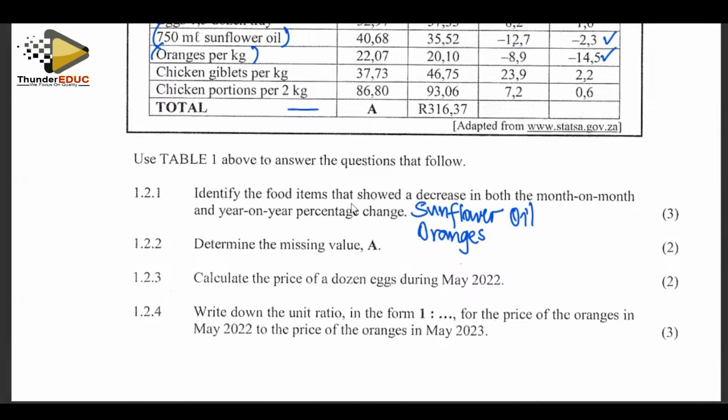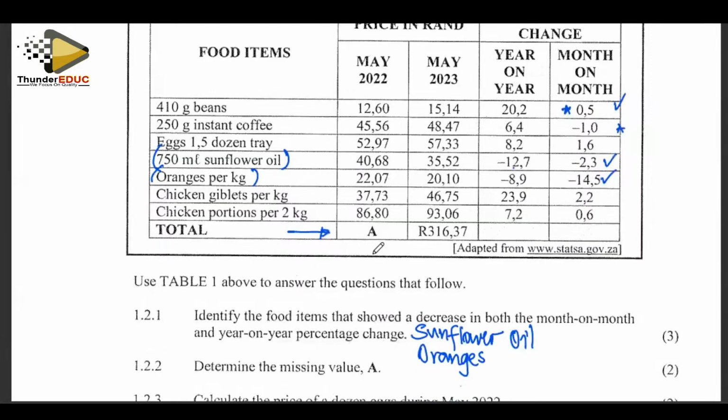Determine the missing value of A. When you look at A, it is in the slot of total. So all you had to do is add all these values here. Add all these values and you get the number there. Add all the values.